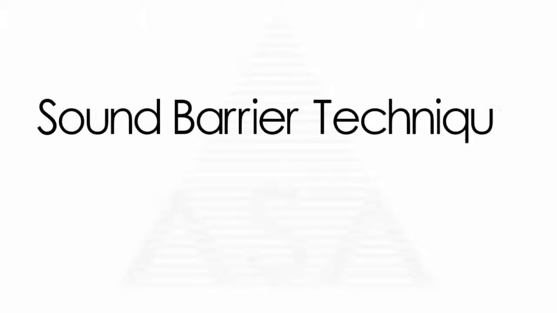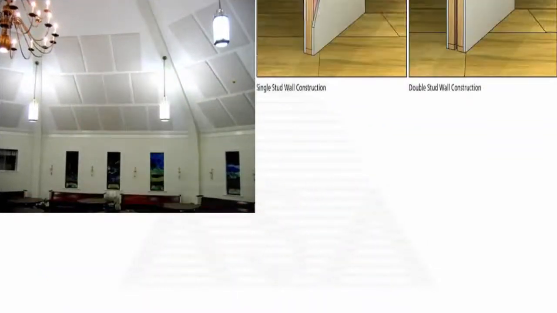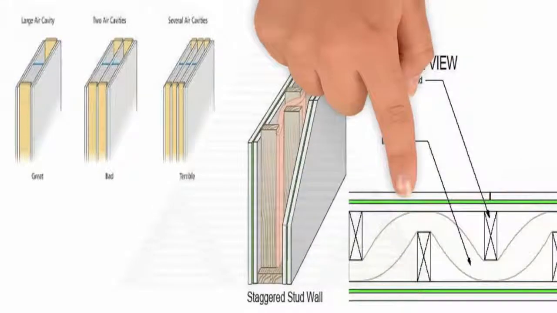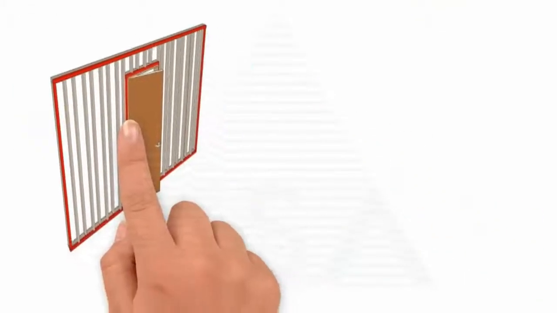Sound barrier technique for doors. Acoustic wall construction methodology requires use of cavity partitions. Increase airspace width of walls, increasing the stud spacing. Usage of studs in a staggered manner.